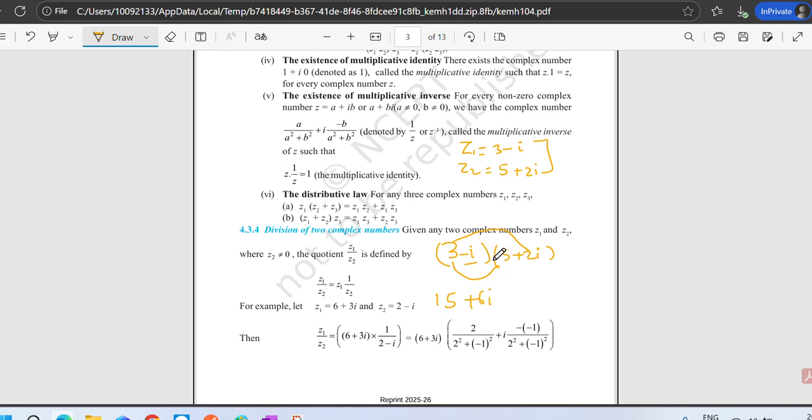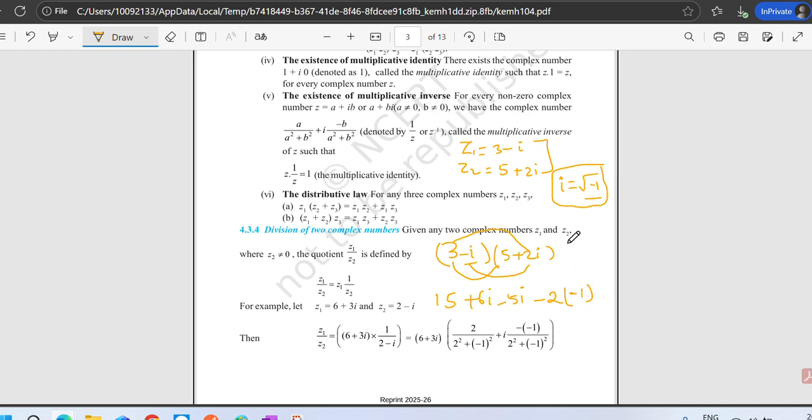Then minus i into 5, that is minus 5i, and minus 5 minus i into plus 2i, that is minus 2i square, i square. So i square value is always, remember, minus 1. How? Because i is equal to root of minus 1. I will tell you this, how i is coming minus 1, that part I will tell you later. Just remember that i is equal to root of minus 1.